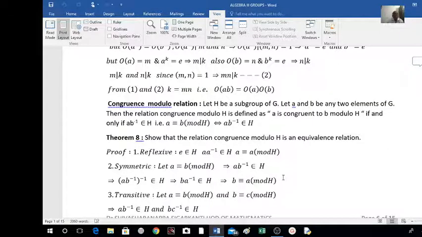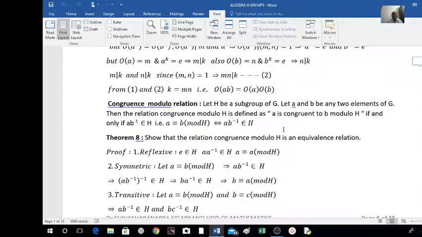This is a definition, congruence modulo relation. Here let H be a subgroup of G. Let A and B be any two elements of the group G. Then the relation congruence modulo H is defined as A congruent to B mod H if and only if AB inverse belongs to H. That is, G is a group, H is a subgroup, and A and B are any two elements of G. Then we define this relation: A congruent to B mod H means AB inverse belongs to H, or conversely, suppose AB inverse belongs to H, then we write A is congruent to B mod H.